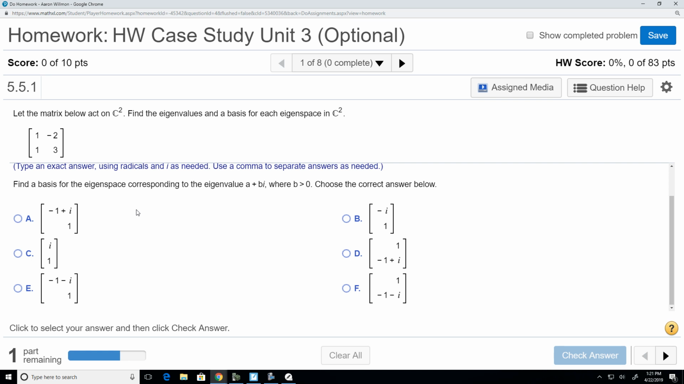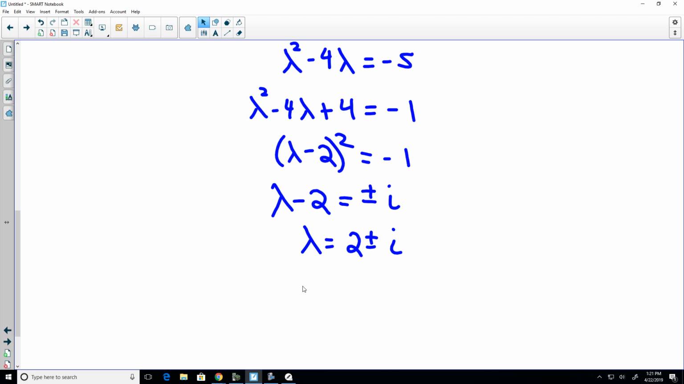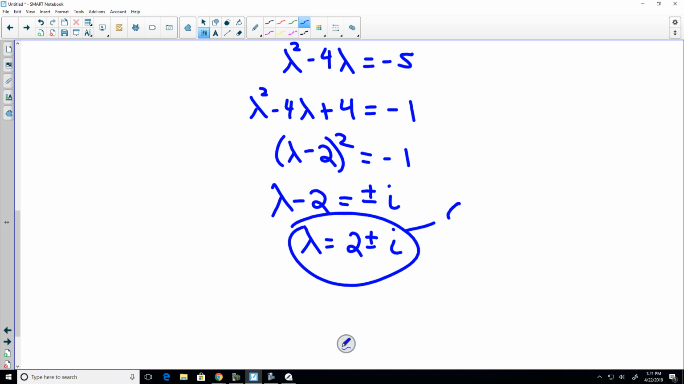So now we want to find a basis for the eigenspace for the eigenvalue a plus bi. So you notice that the eigenvalues that are complex come in conjugate pairs, right? So we call this a conjugate pair. So one eigenvalue is the complex conjugate of the other. You guys remember what conjugate means, right? If you don't know, ask. It's okay to ask if you don't know. So they always come in conjugate pairs.